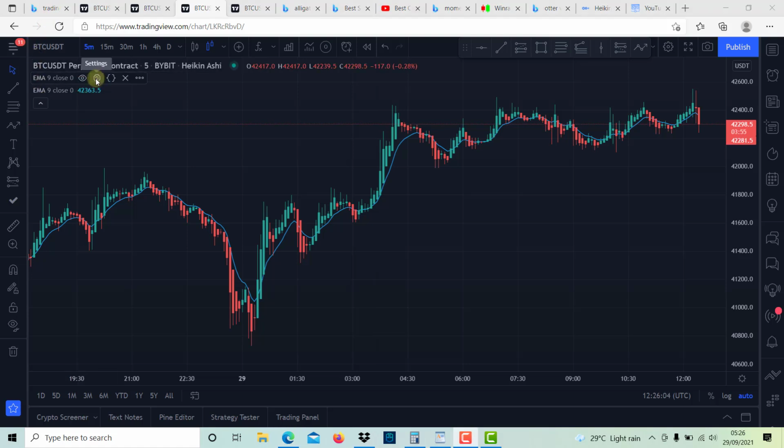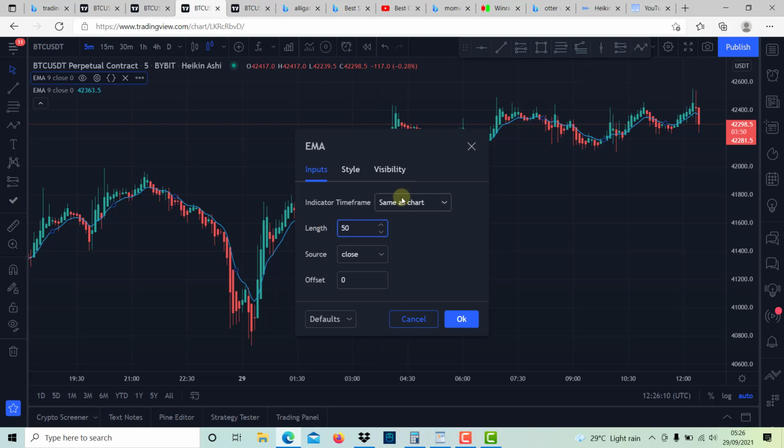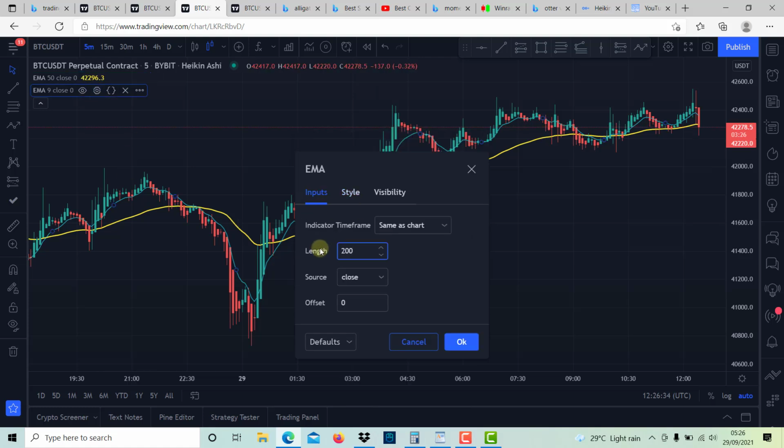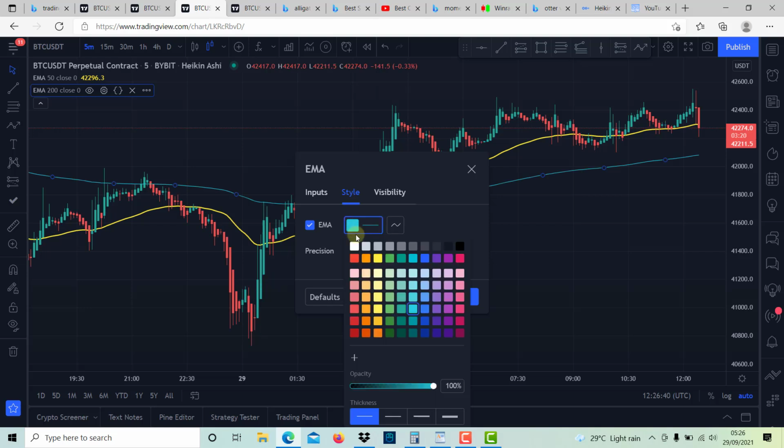For the first EMA, change the length to 50 and then change the color to yellow. You can pick any color and I prefer to make the line a bit thicker. Now go to the settings for the second EMA and change the value to 200 and I prefer to use a blue color for this one and a bit thicker line just like this.